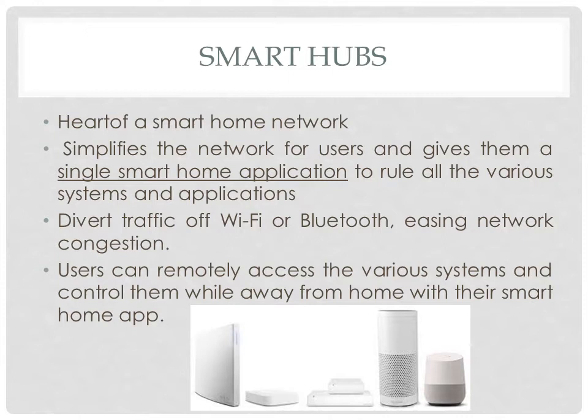A smart home hub can also divert traffic of Wi-Fi or Bluetooth, easing the network congestion. So in this way, network congestion can be avoided by using the smart hub. With all the smart home devices connected in the home, users can also remotely access the various systems and control them while away from home with their smart home app.